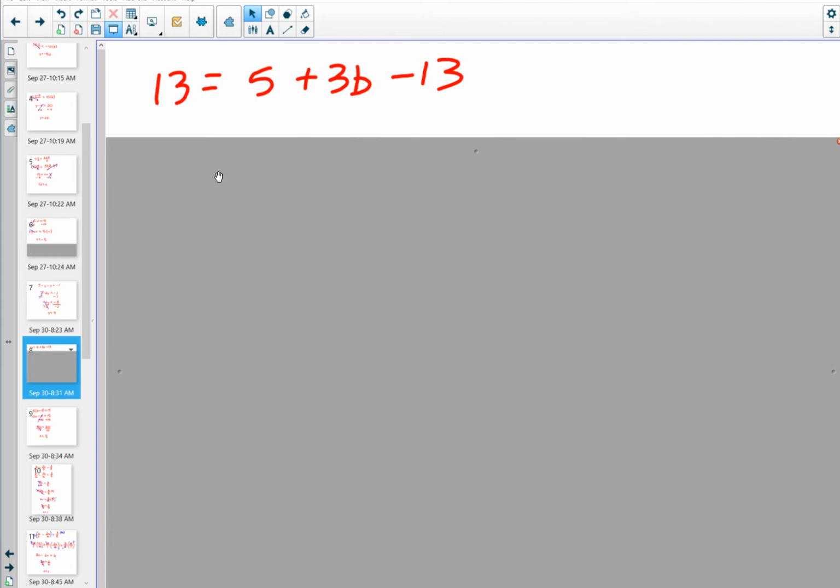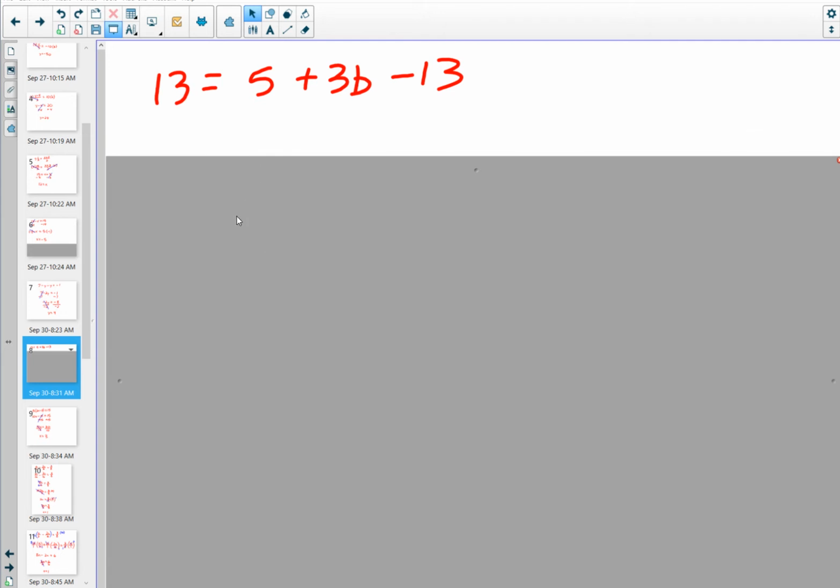Not necessarily that you have to do it this way, but if you understand that an equation is two equal expressions, and expressions should be simplified when possible, Dane, what would you suggest we do first here? Just want to add. Right. What terms do you see that are like? 13. Negative 13. Good. 5 and negative 13. What is 5 minus 13? They are on the same side of the equal sign. 5 minus 13 is negative 8. And now this looks.